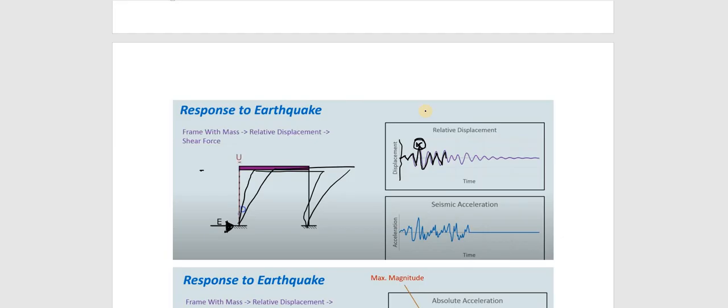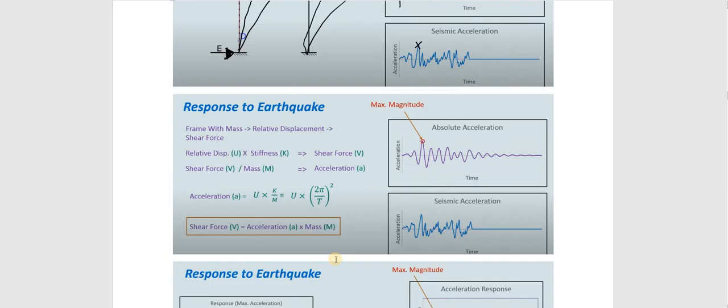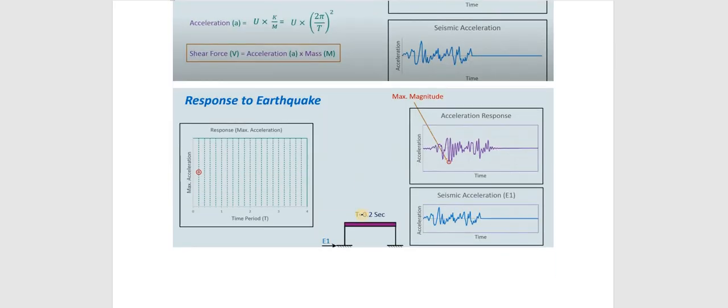For example, I am plotting acceleration. If I know the displacement, I can easily find out the acceleration. Then this is the largest acceleration. This largest acceleration is known as the maximum magnitude, or the absolute acceleration. So the response spectrum means, for example, here I am trying to draw how to get the response spectrum. A response spectrum is a plot of maximum acceleration with respect to time period.